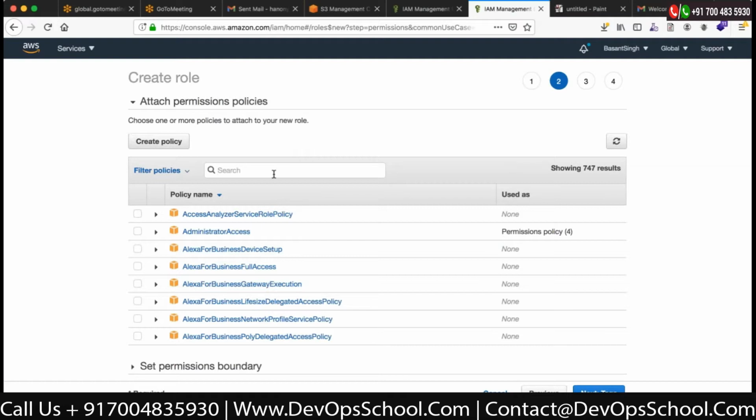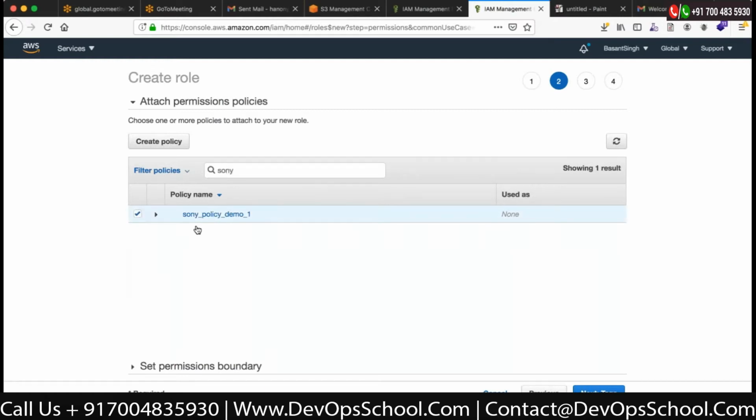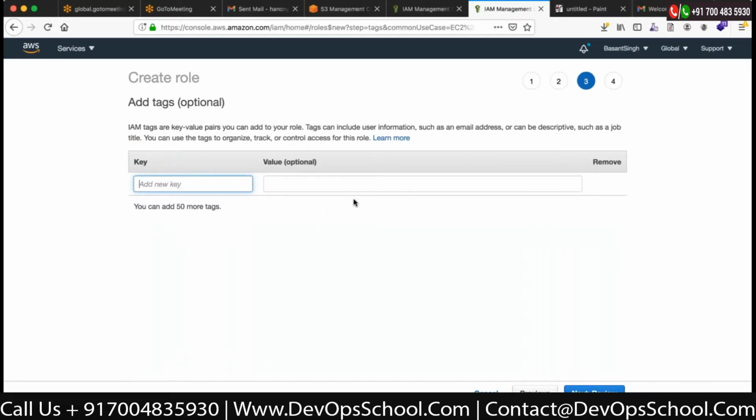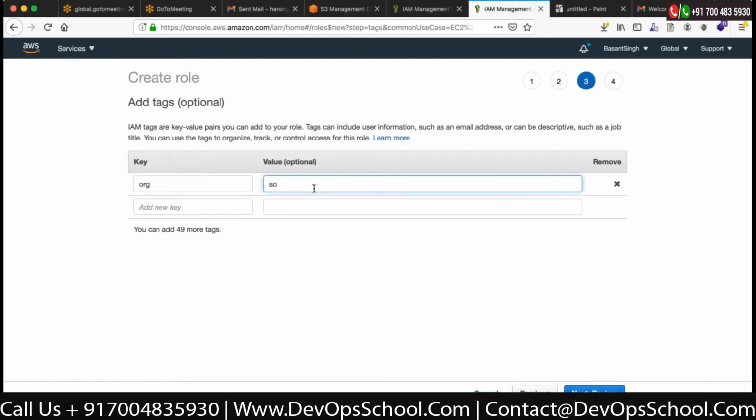Roles are very important, guys. They play a very important role. Roles need to be secure enough, because whatever policy you attach to that role will perform the actions. So over here we have to attach a policy. Let's say S3, or all right, it created Sony, this one policy I wanted to attach. Next, tags are optional, but I want to keep them every time, so I would say org is Sony. Then next, review.